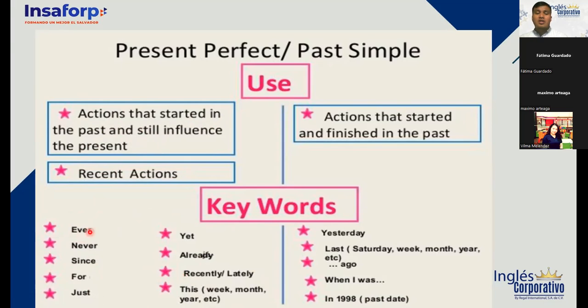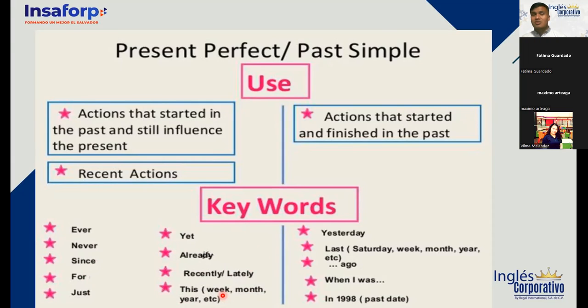So which are they? Here we have ever, that we saw yesterday. Ever is commonly used in what? In questions, right? So: ever, never, since, for, just, yet, already, recently, lately, this week, this month, this year, etc. Those keywords are going to help you identify, in a paragraph or while you're talking with someone in English, if this person is talking to you in present perfect or simple past.